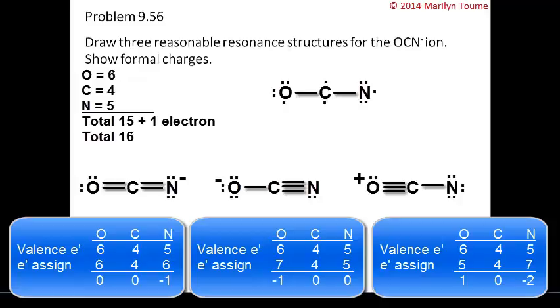So that's a total of 7. So 5 minus 7 is -2. Remember, the charge on this ion is -1. But what is -2 plus 1? It's -1. So this would work as well.